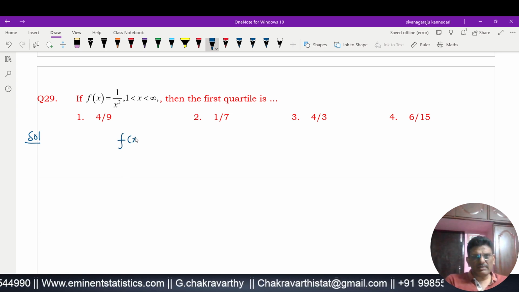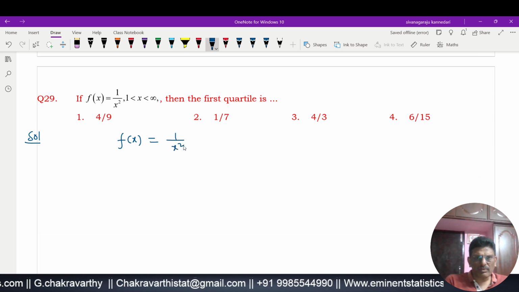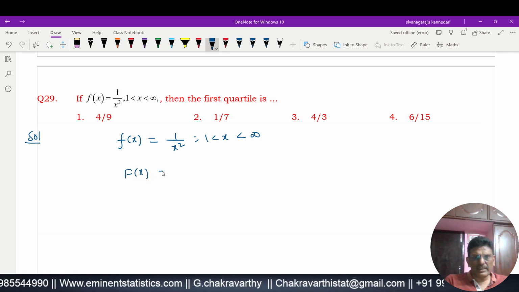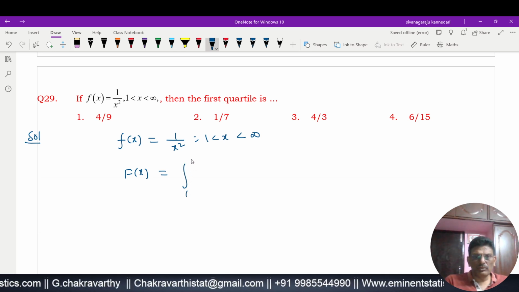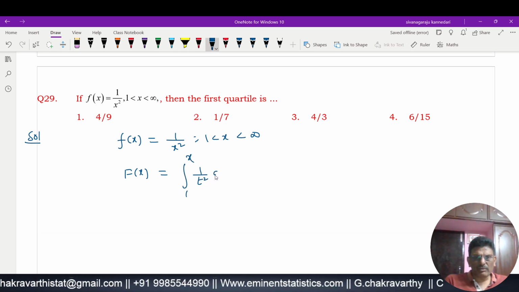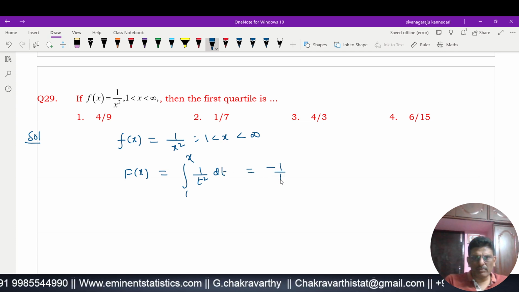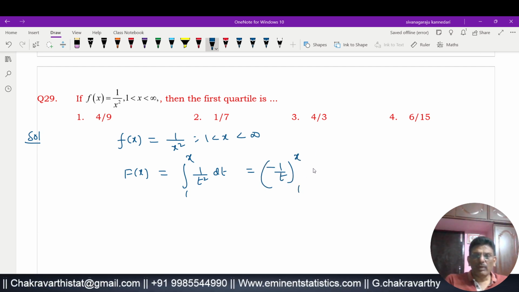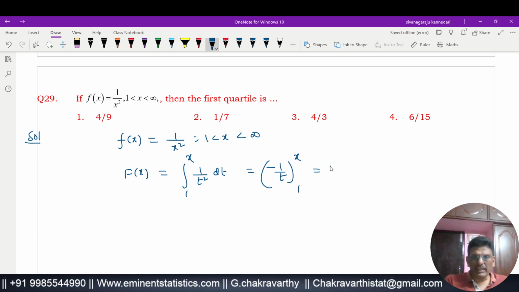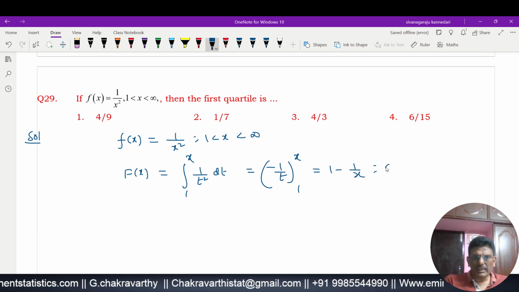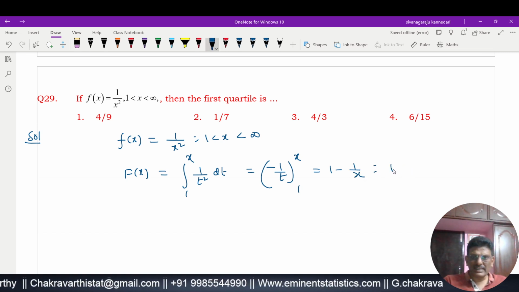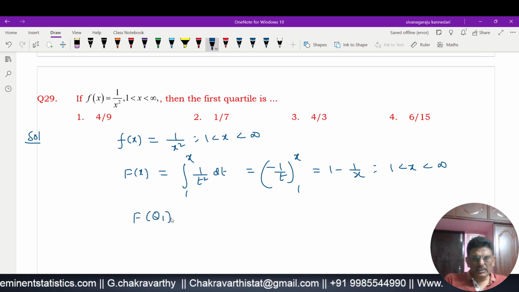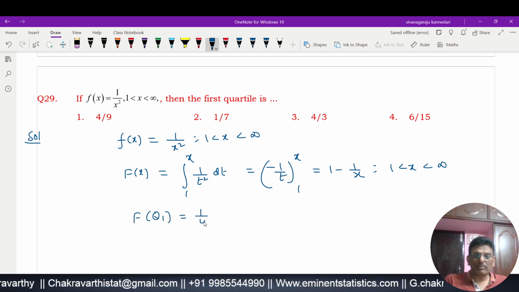Problem 29 is also based on CDFs. Now f of x is given, equal to 1 by x square, for 1 less than x less than infinity. First of all, calculate the CDF. Integral from 1 to x of 1 by t square dt, that is minus 1 by t after integration. You know this very well. Substituting 1 to x, because there is a negative sign, we get 1 minus 1 by x. The limits are 1 less than x less than infinity.